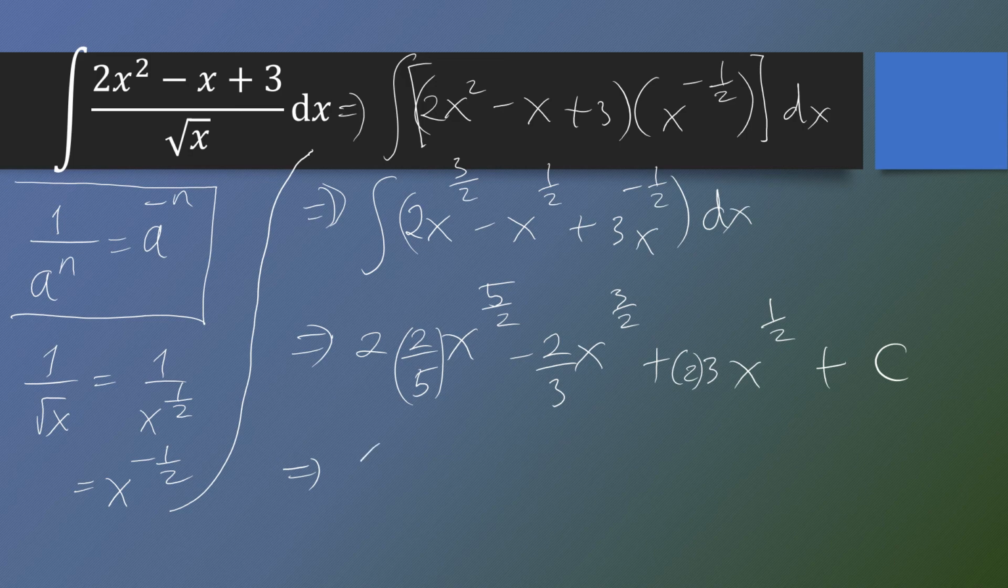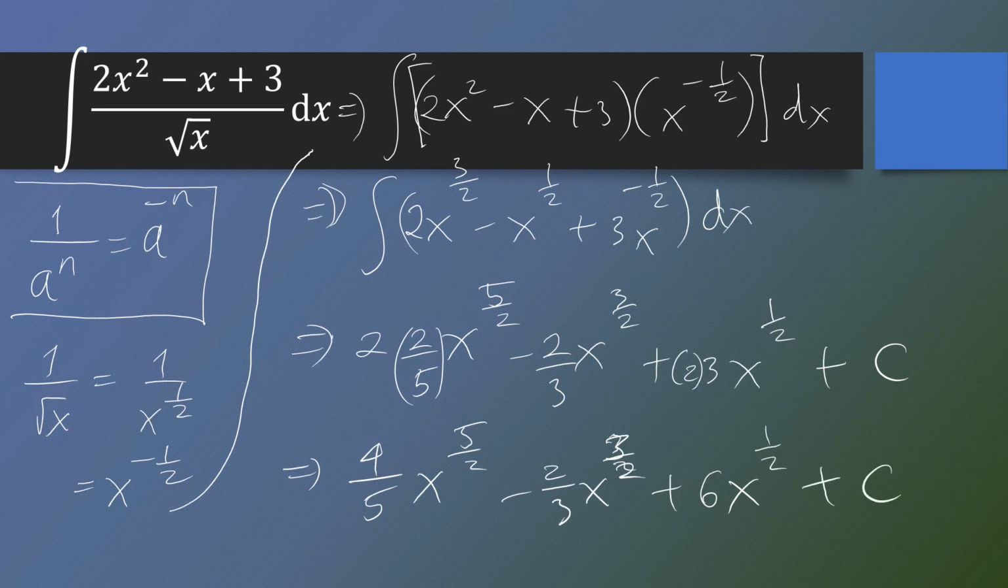So we have 4 over 5 x to the power of 5 over 2, sorry, 3 over 2, and then plus 6x to the 1 half plus c. Yep, done and done everyone. This is our final answer for question number 4.